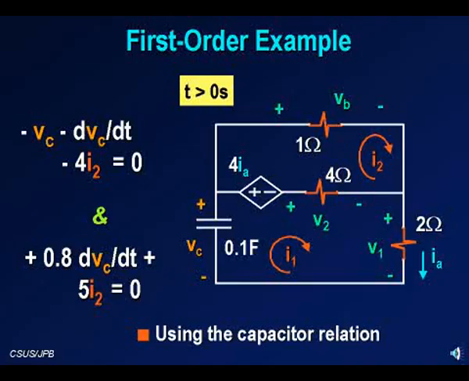When I do that, I2 is equal to minus 0.8 dVc/dt divided by 5. And then I'm going to use that result for I2 in the top equation. Now, I could have solved for I2 in the top equation, but I elected to do the bottom one because it appears to be simpler. But the idea is to use this equation and substitute so that we come up with one equation, and it's going to be a differential equation.